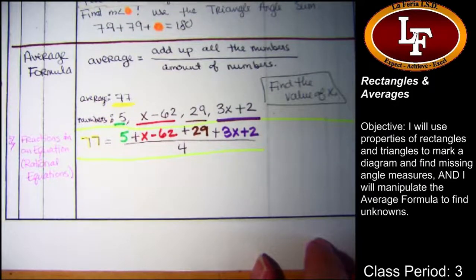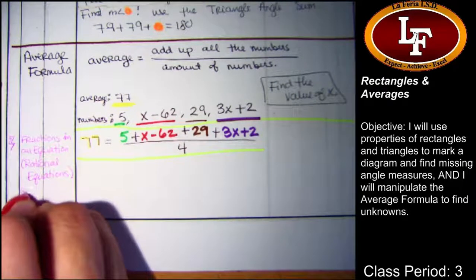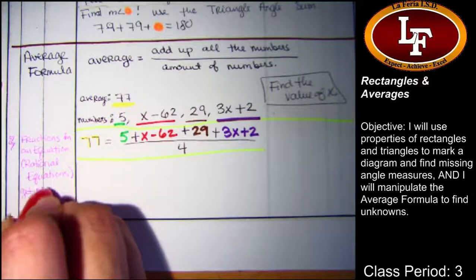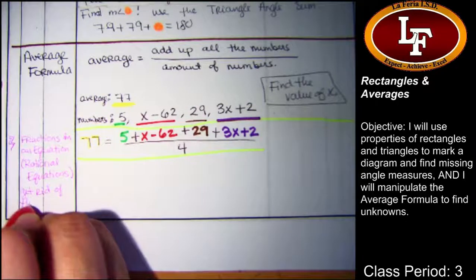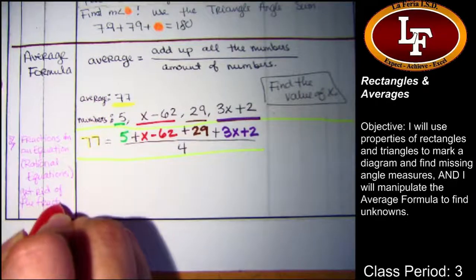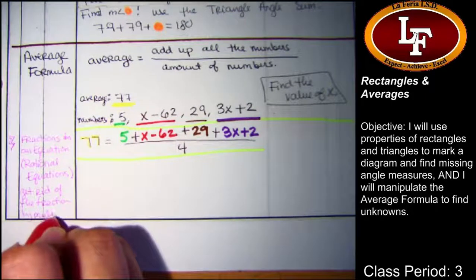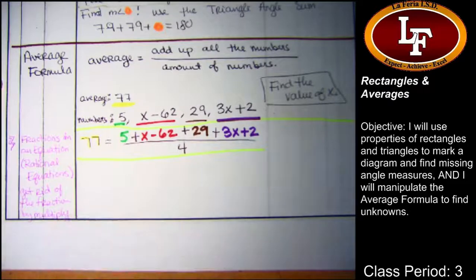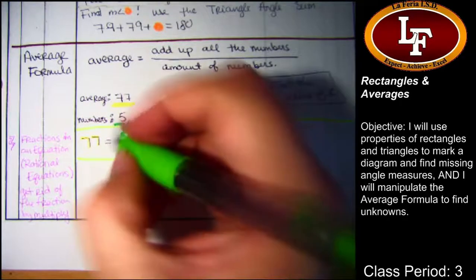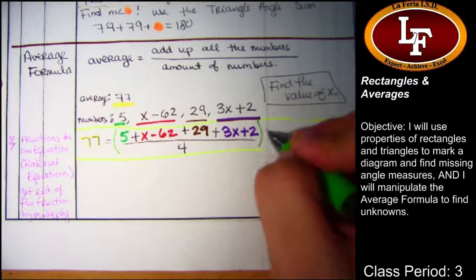How did we deal with fractions in an equation? Do you remember? You would multiply. You'd get rid of the fraction by multiplying. What did we multiply by? The denominator, which in this case is 4.